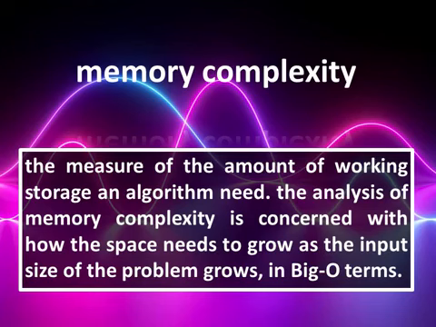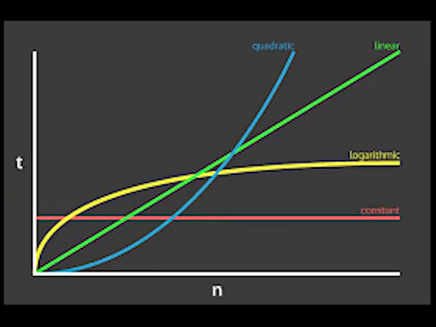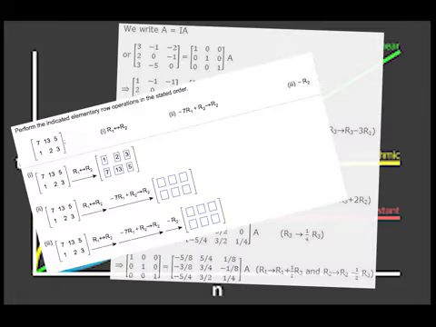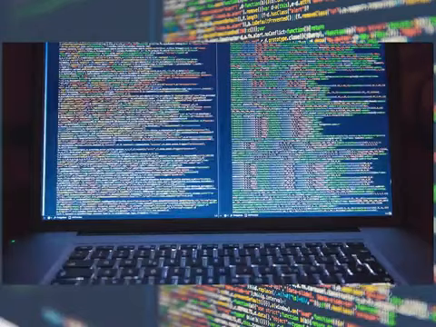Memory complexity analysis is also called space complexity. Memory complexity is the measure of the amount of working storage an algorithm needs. That means how much memory is needed in the worst case at any point in the algorithm. Time complexity is commonly estimated by counting the number of elementary operations performed by the algorithm.